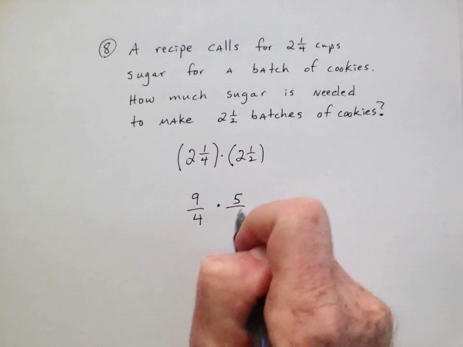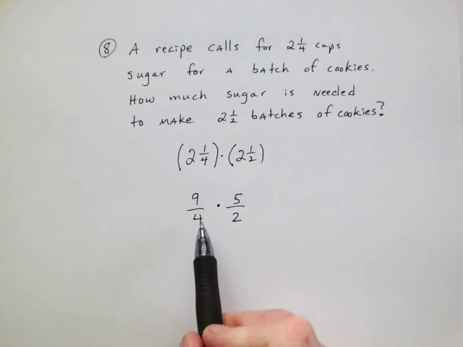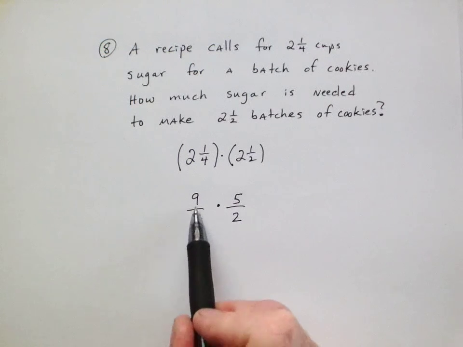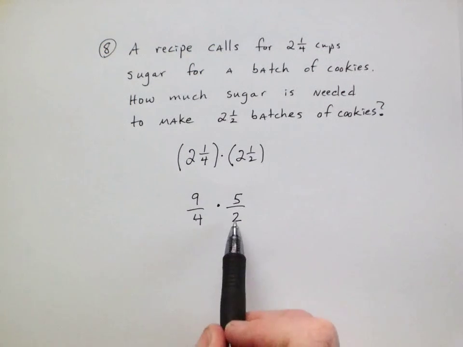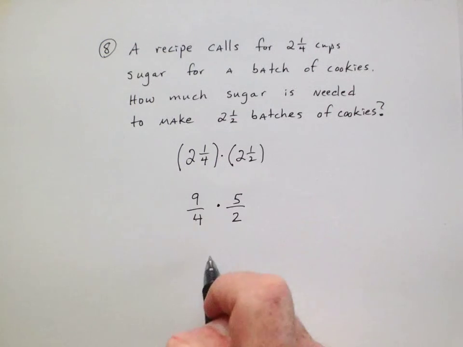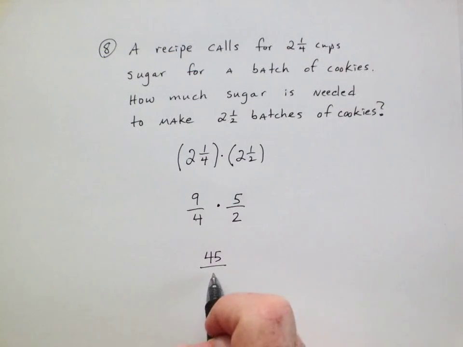So 5 halves. And when you do the reducing, it would have to be, does a 4 divide into a 5? No. Does a 4 divide into a 9? No. Does a 2 divide in? So it has to go the top and the bottom. The top and the bottom is what we're checking. But it doesn't work in any case. So just multiply across the top would be 45. Multiply on the bottom would be an 8.